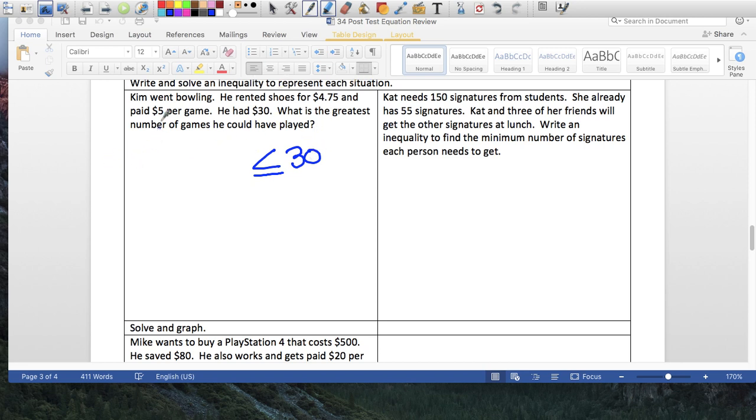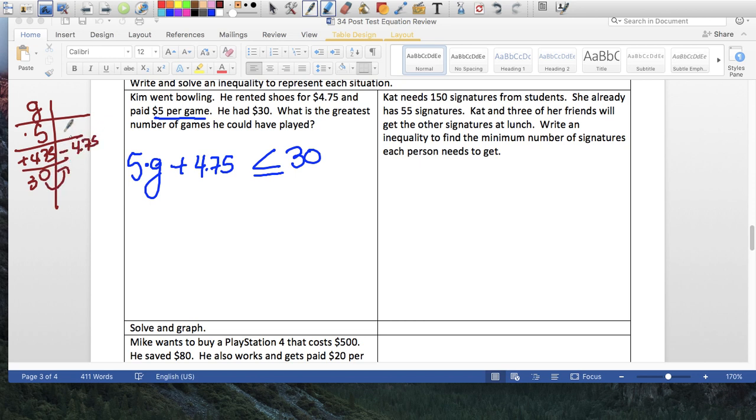Well, he paid $5 per game, and here's your key word, per, which means multiplication, 5 times G. What else did he pay? He paid plus $4.75 for the shoes. Okay, so this is going to give us the number of games that he played. Again, you can do your story. It's variable G times 5 plus 4.75 less than or equal to 30.